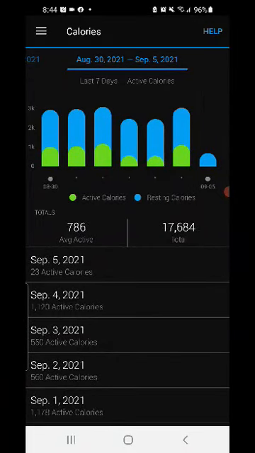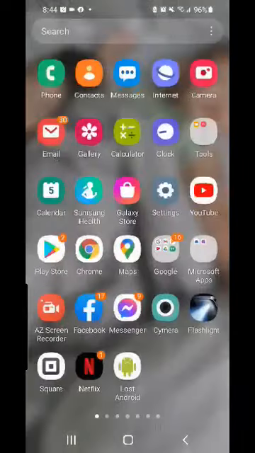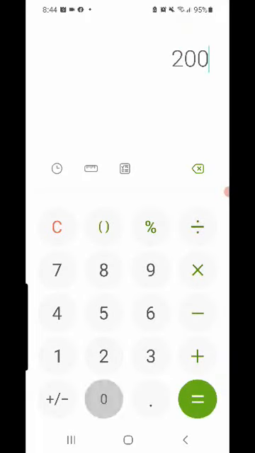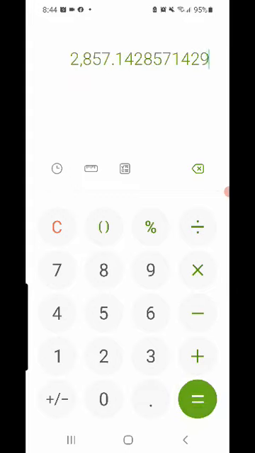So for this week, let's go to last week. So I have 20,000 calories burnt over 7 days. Okay. Now, what I need to do is just go to my calculator. I go 20,000 divided by 7 equals 2,857.